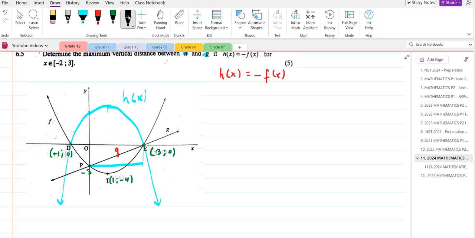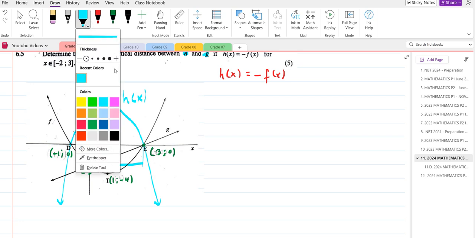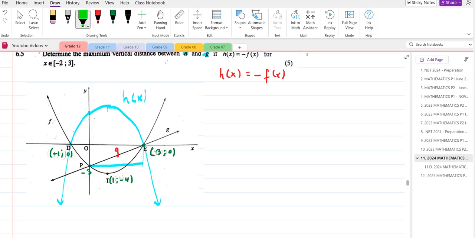So is this the maximum vertical distance here? Let me use a green color. I'm looking for the maximum vertical distance here. I don't know where it occurs, so I'm checking. The maximum vertical distance, call it d, is going to be the top graph minus the bottom graph. The top graph is h of x, minus the bottom graph, which is g of x.